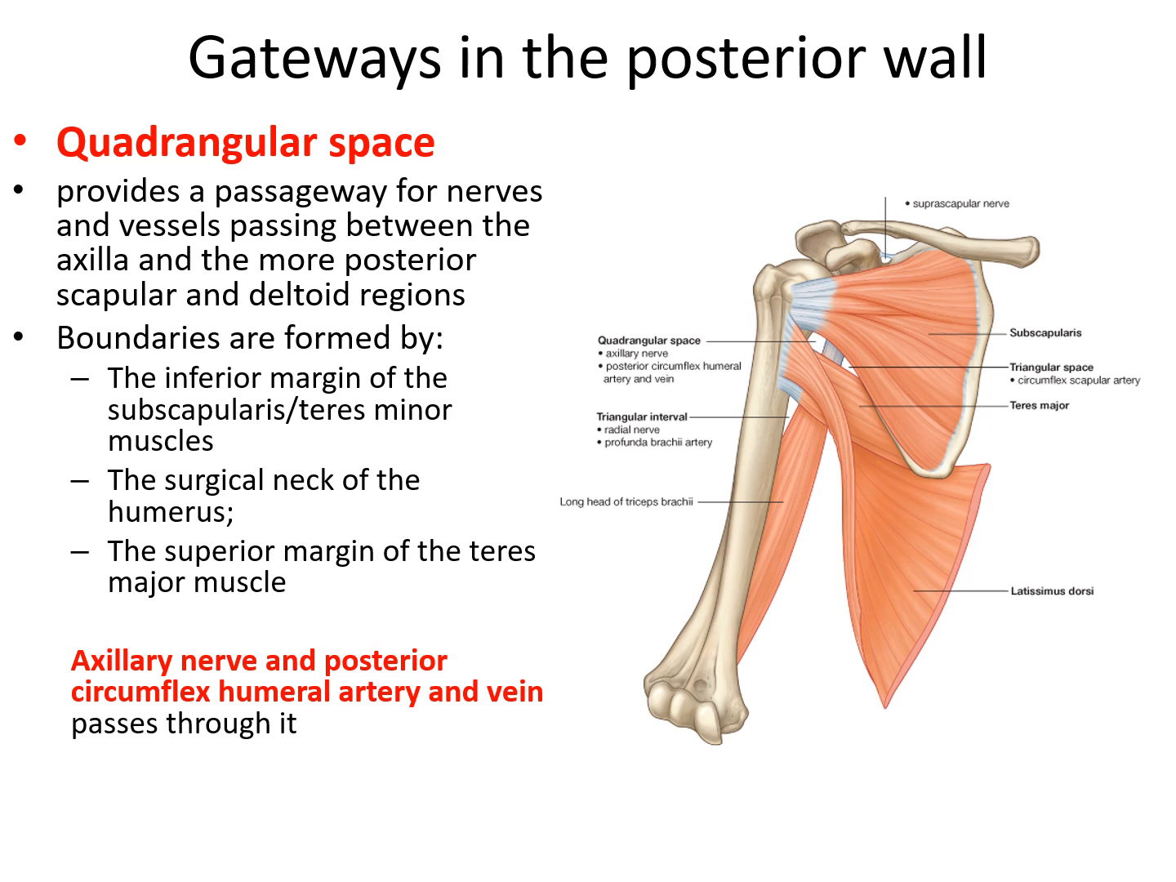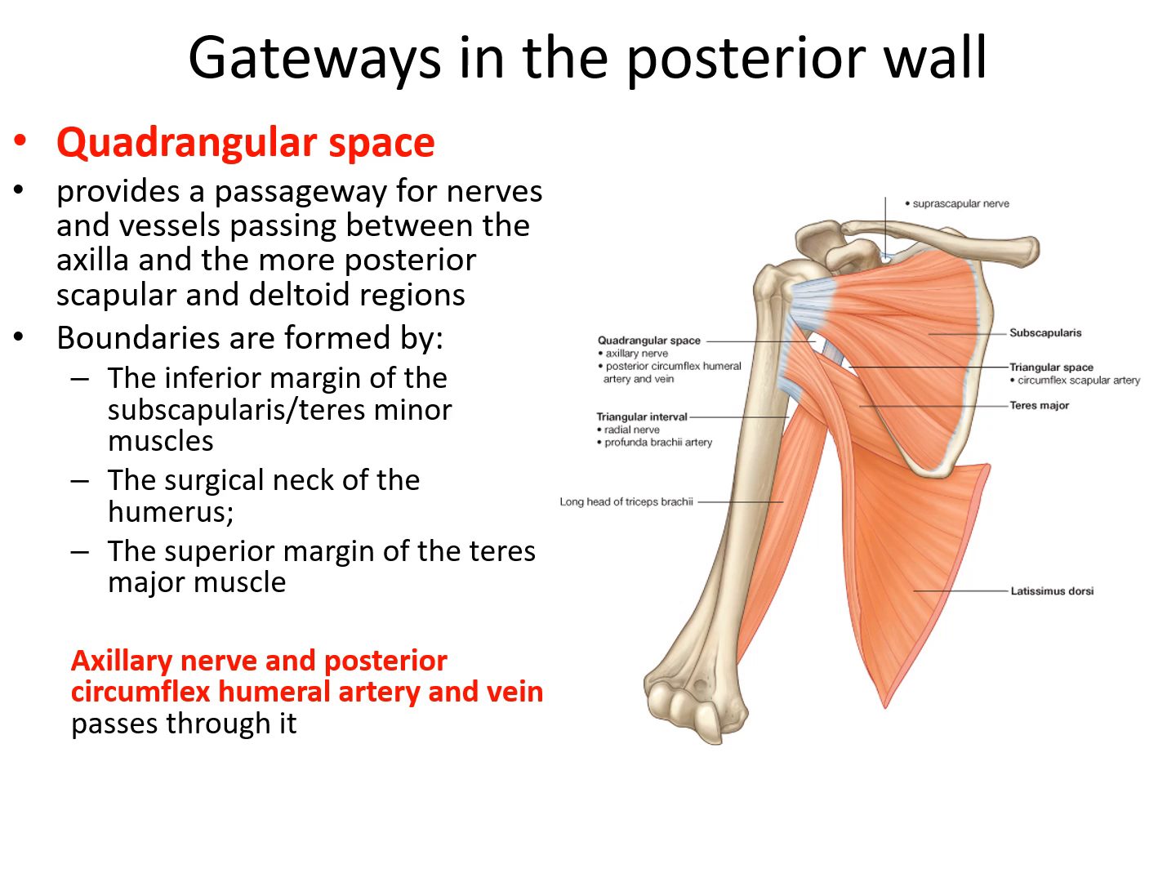One of the first spaces that is created is the quadrangular space. This space provides a passageway for the nerves and vessels that are passing between the axilla and the more posterior scapular and deltoid regions. So you also have the boundaries of this particular space. This is the space we're talking about here. You can see the crossing of the long head of the triceps, and you can appreciate the teres major that created that space, alongside the long head of the triceps brachii.